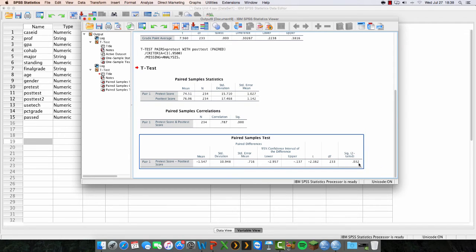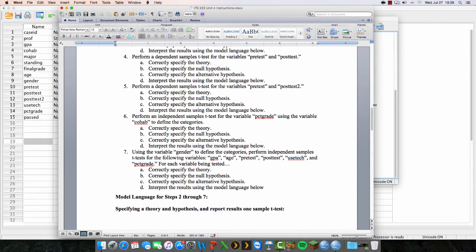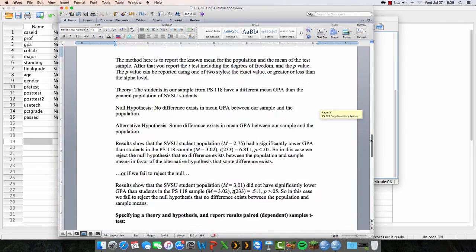So what do we do in this case? We reject the null. We reject the null in favor of the alternative, and we say that there is some statistically significant difference between the pre-test and the post-test scores. And by looking at them, we know that difference is about a 1.5 improvement across the sample. So let's jump back to our unit instructions and see how that gets plugged into the paragraph.